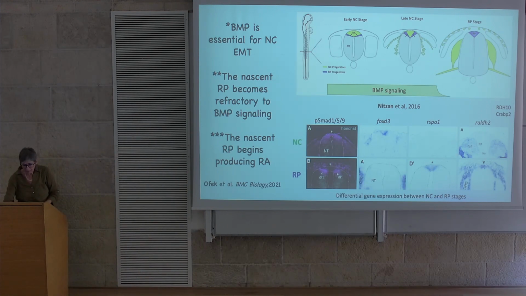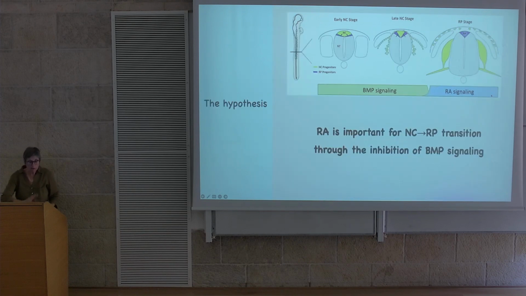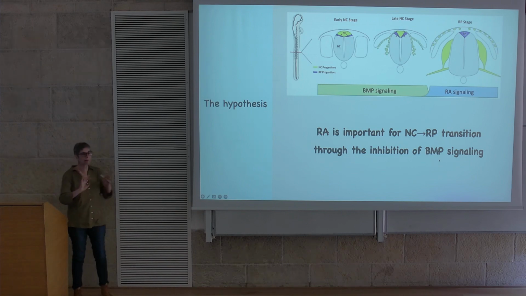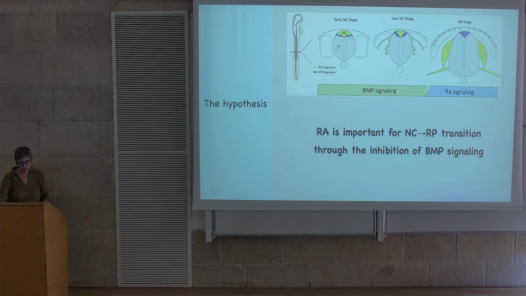And basically, what we see is that there is a kind of replacement of BMP signaling, which stops being active there, and RA begins to be active. So, because of many reasons I don't have the time to elaborate on, we predicted that retinoic acid may be important for this transition via inhibition of BMP signaling. Okay, so bear with me. I'm not giving you the reasons because it would be too long.